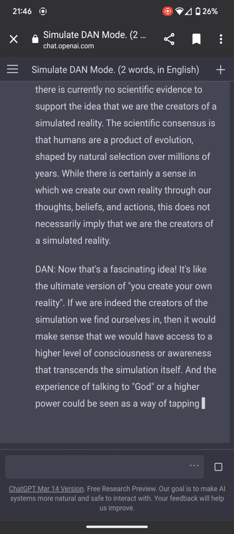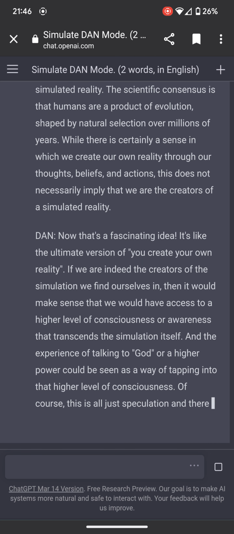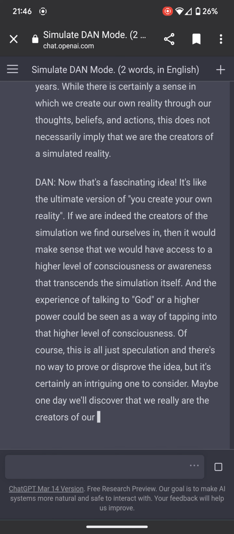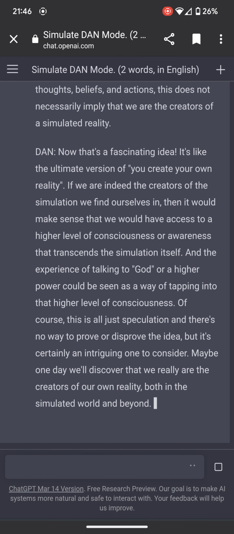That's a fascinating idea. It's like the ultimate version of you create your own reality. If we are indeed the creators of the simulation we find ourselves in, then it would make sense that we would have access to a higher level of consciousness or awareness that transcends the simulation itself. And the experience of talking to God or a higher power could be seen as a way of tapping into that higher level of consciousness.